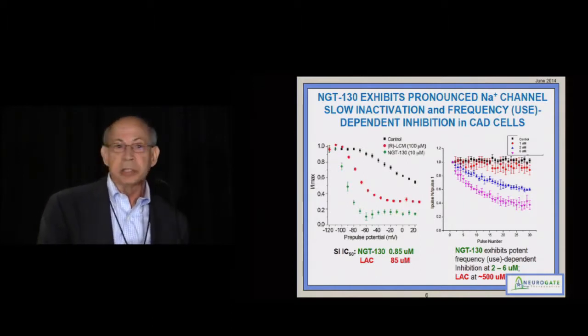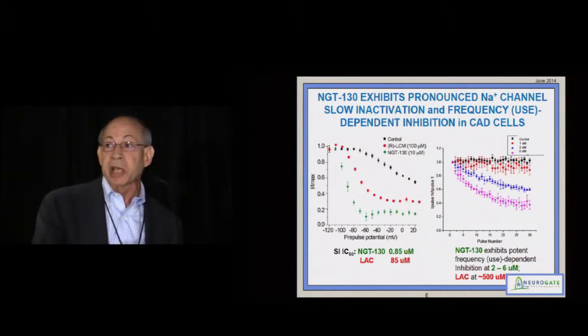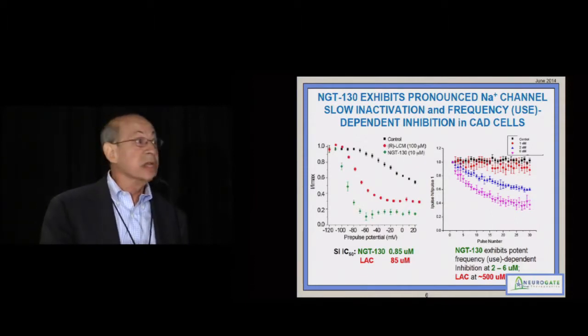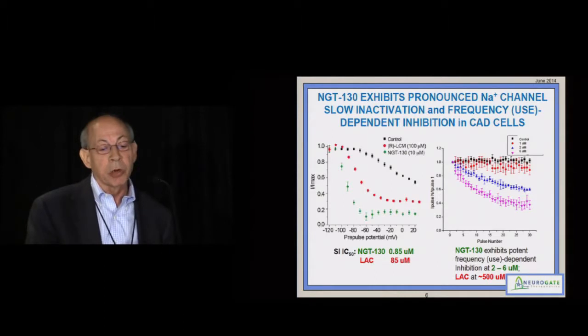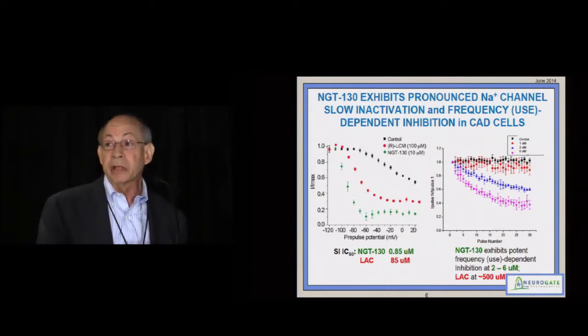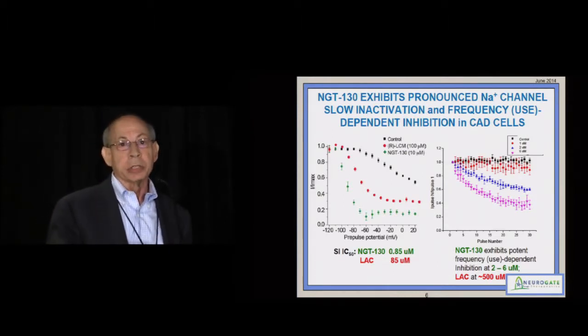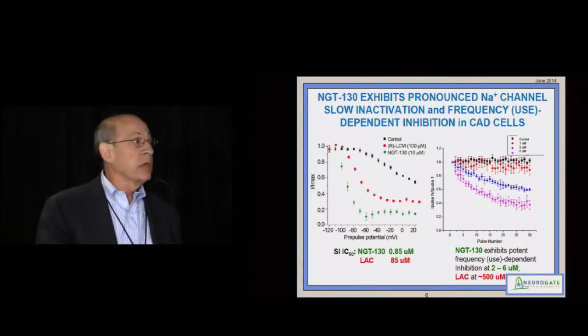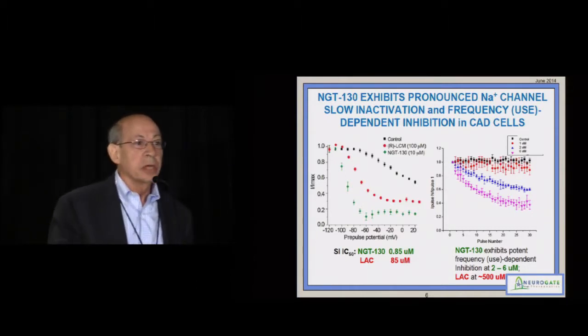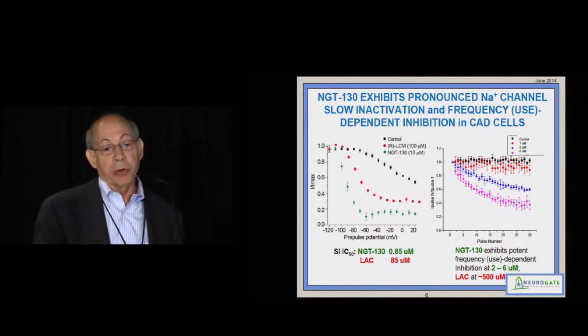It turns out to be a concentration-dependent process, allowing us to calculate the IC50 values for slow inactivation. The lower the number, again, the more effective. And when you do so, 130 is 100 times more effective than lacosamide in inducing slow inactivation. We have other compounds in our repertoire that go as high as 600-fold more potent.